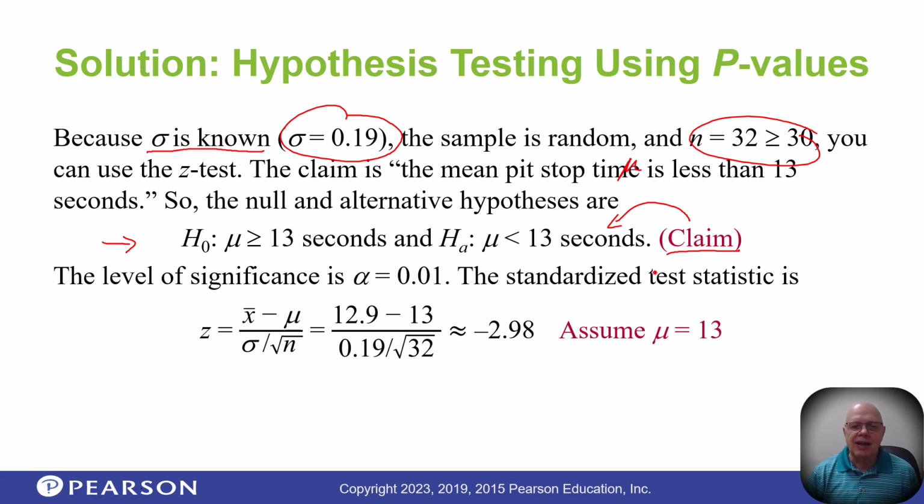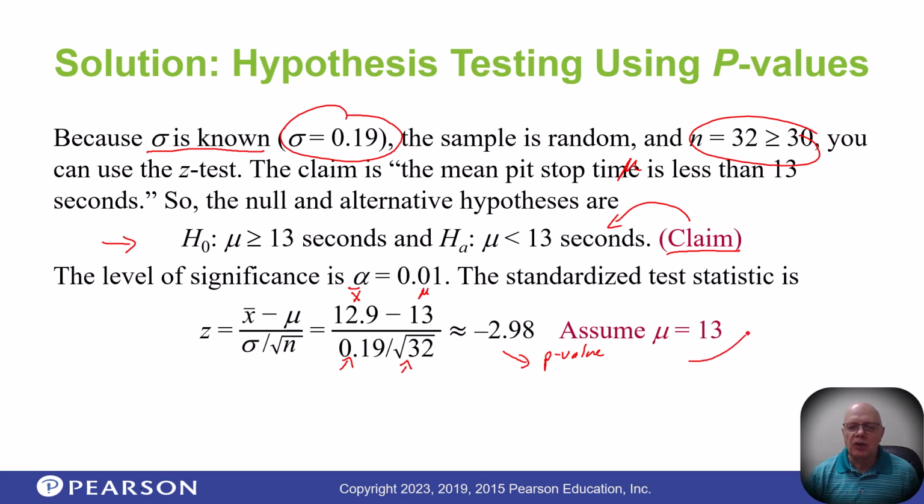The standardized test statistic. Well, 12.9 was the x bar. 13 is the value we're comparing it against. Here is the population standard deviation we knew, and our sample size, we take the square root of that and divide it into the population standard deviation. Use our handy calculator, we get negative 2.98. Now we have to find the p-value.